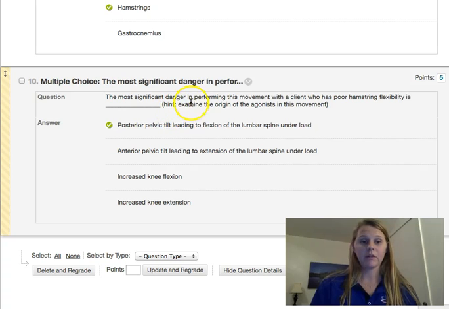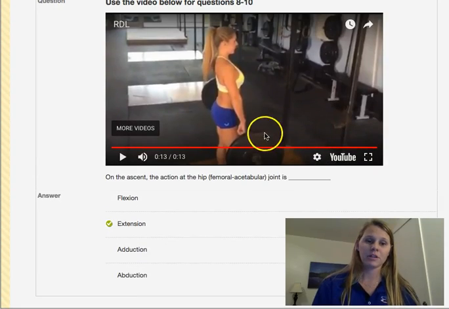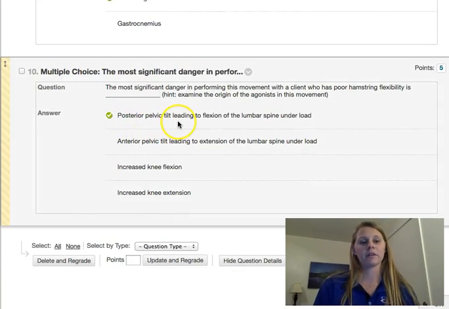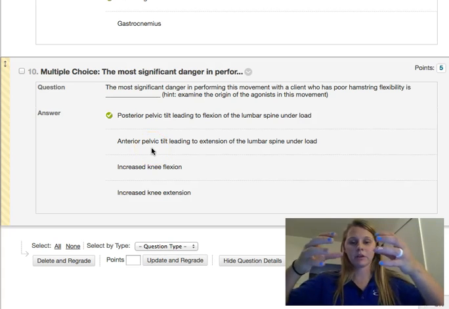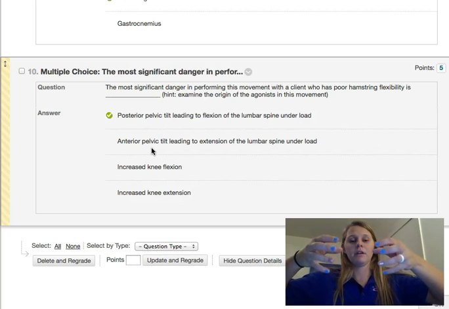A hint that they give you here is to examine the origin of the agonist in this movement. So if you remember your origins, you should know where all of your agonists originate from, and that should help you remember that it's going to be posterior pelvic tilt. If it was anterior pelvic tilt, the hips would rotate back slightly, right? So this is not as dangerous because then your hamstrings are still carrying a good amount of the load.